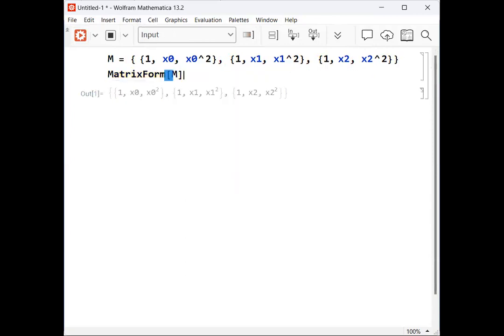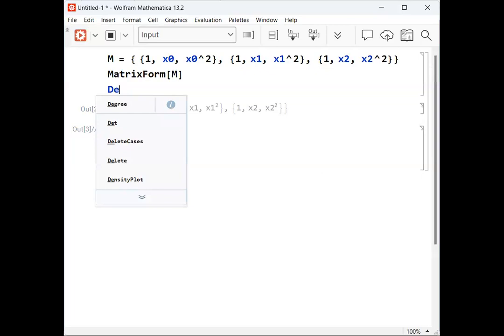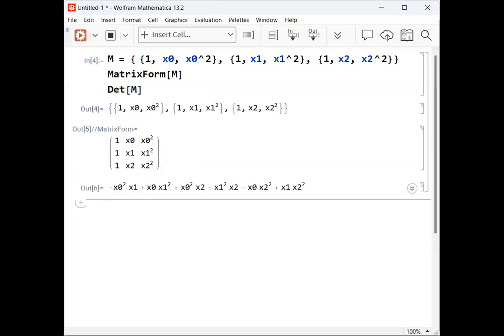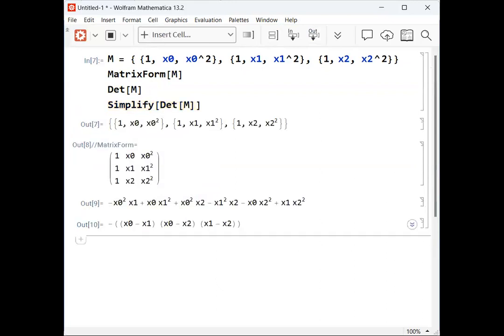Our matrix form just allows me to write the matrix in a nice way. And then we want to find the determinant. So we just calculate determinant of M. And there's our answer. And now what we can do is simplify the determinant of M and see, can Mathematica simplify that? And it does. So that's interesting. It simplifies it as negative x naught minus x1, x naught minus x2, x1 minus x2.